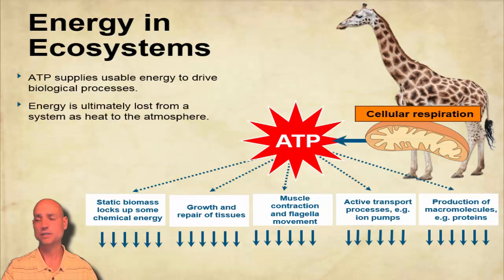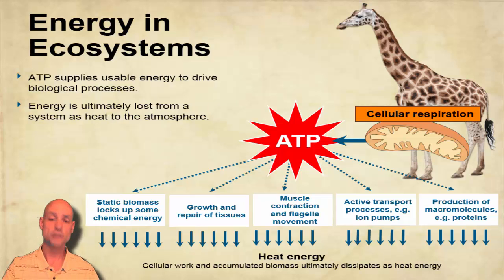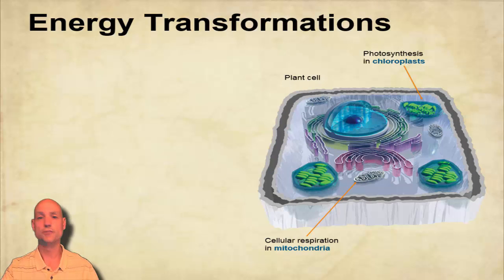First one, static biomass. That's all the life forms on the planet. Biomass, the amount of mass of life, if you will, on the planet. Then the growth and repair of new tissues, to be able to move, muscle contraction, flagellum movement, active transport, which is the ability to move molecules from an area of low concentration to high concentration. More on that later. And then to build new macromolecules like proteins. All of these will end up losing heat energy, so we have to constantly get this new influx of energy.